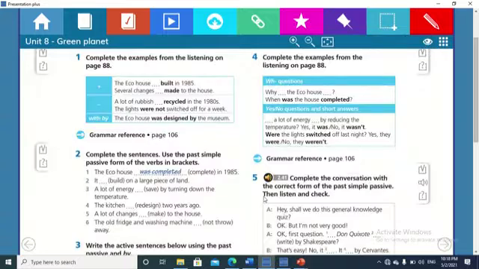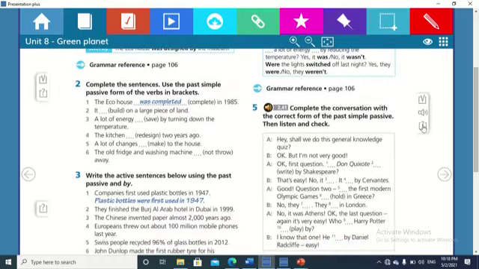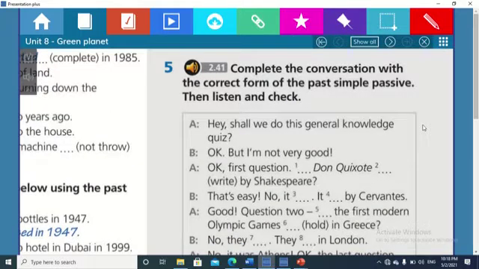Okay, as usual, look at number 5. Now complete the conversations with the correct form of the past simple passive, then listen and check. So just stop here, try to make these sentences into passive. Don't forget that sometimes we need to use the active in some sentences. So in this exercise, we know that all of them are passive because this exercise tells me that they are passive. Okay, so let's start with the first one.